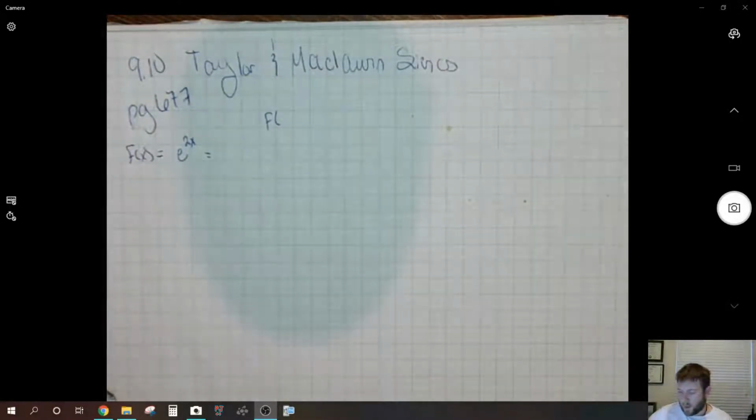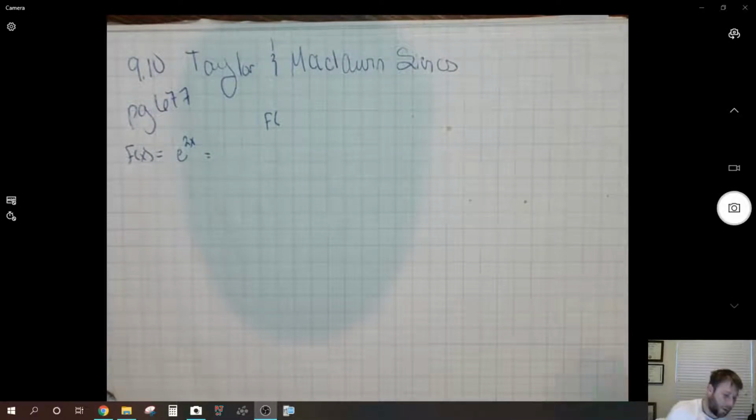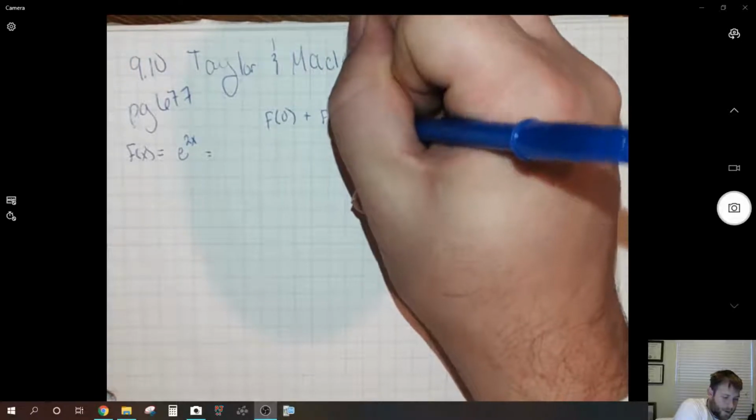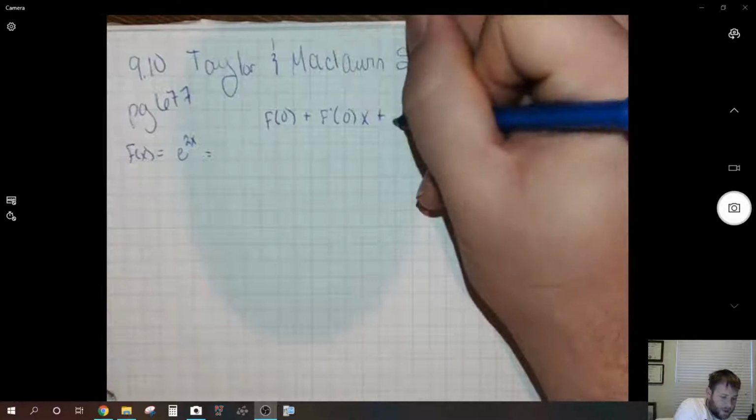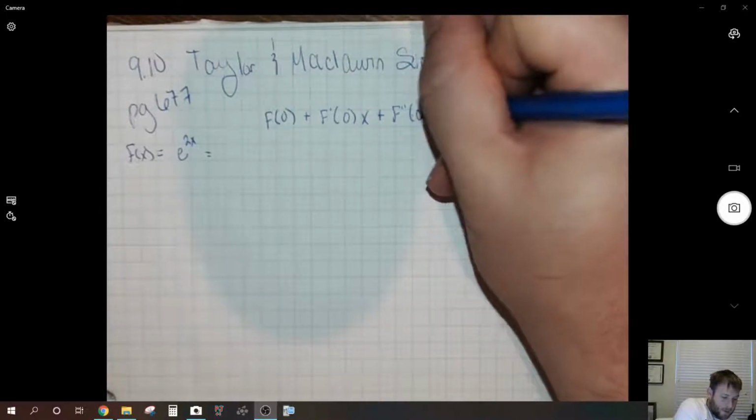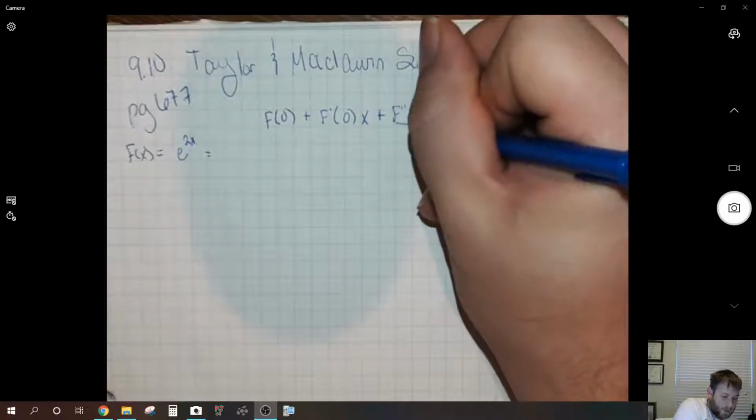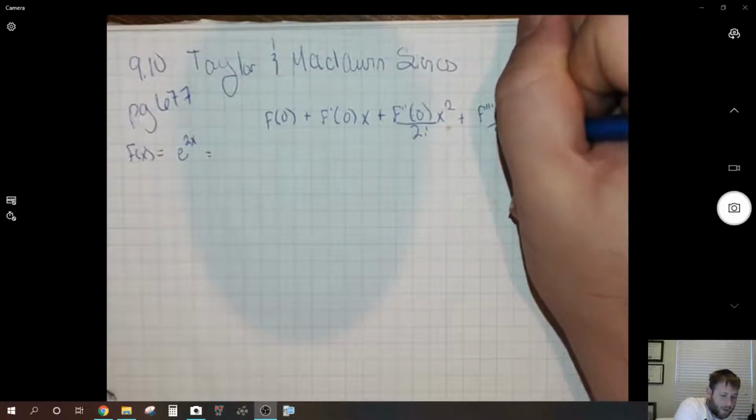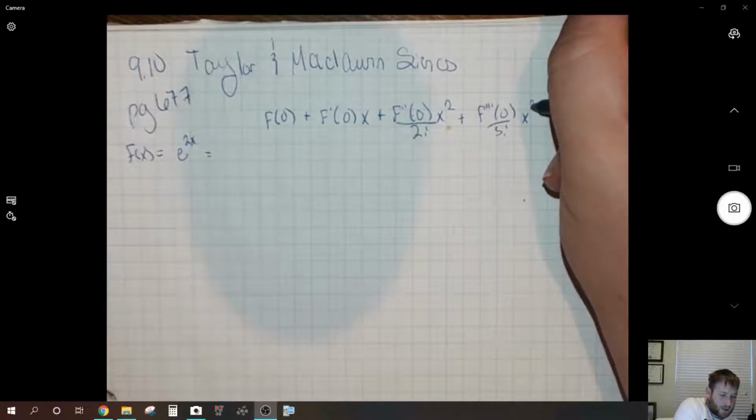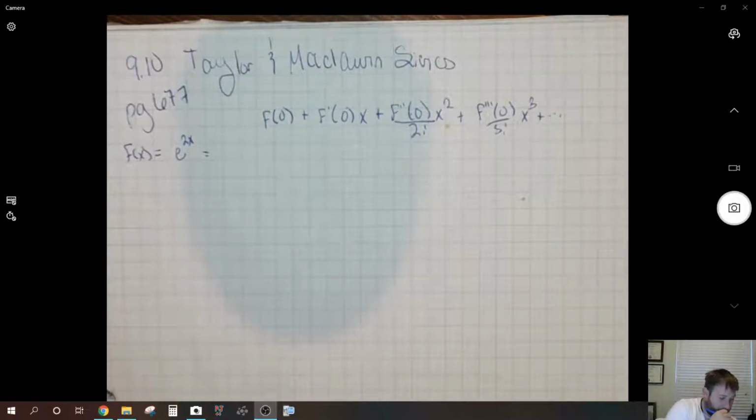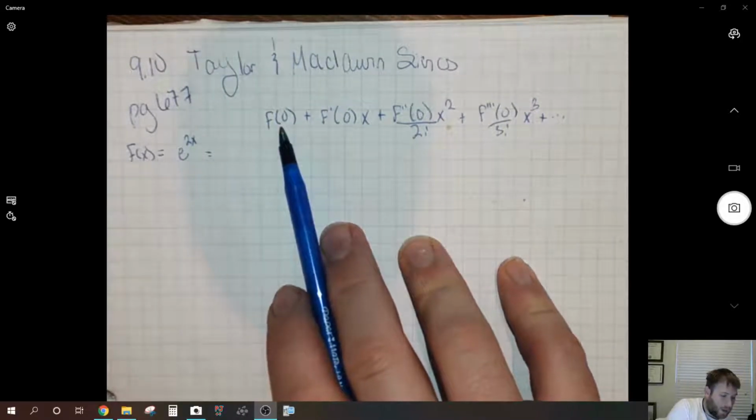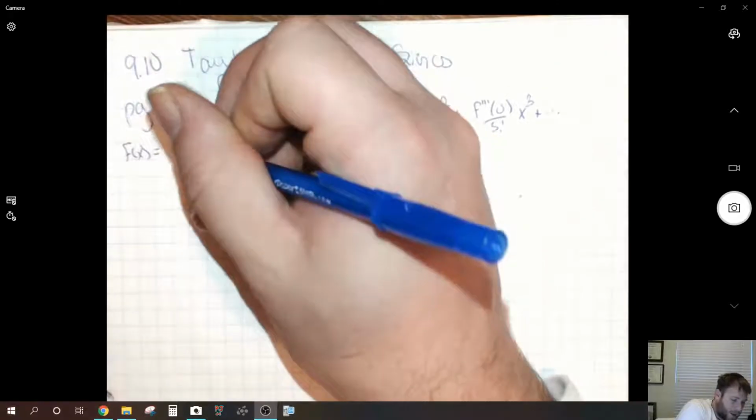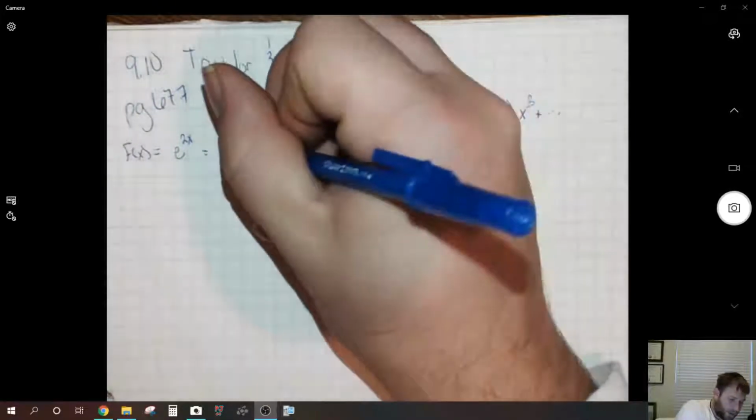Remember, Taylor is, let's see, where are we centered? The problem is centered at 0, so it's Maclaurin. So f of 0 plus f prime of 0 x plus f double prime of 0 x squared over 2 factorial plus f triple prime of 0 over 3 factorial times x cubed, and so on and so forth. So f of 0 is 1. We can figure that out pretty quickly.